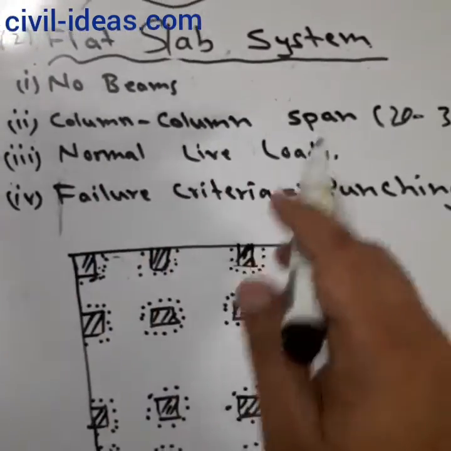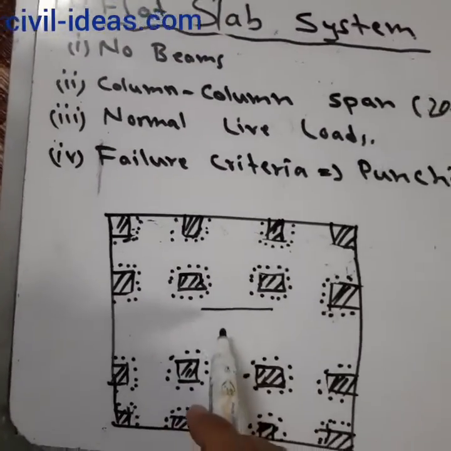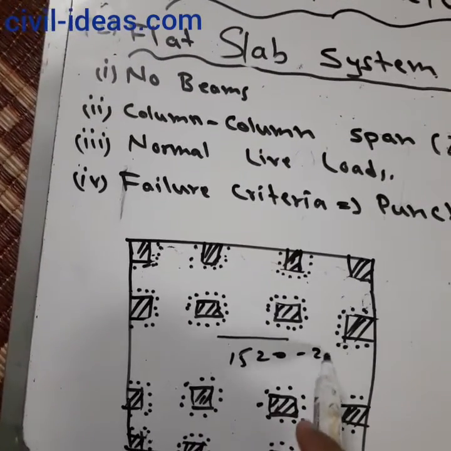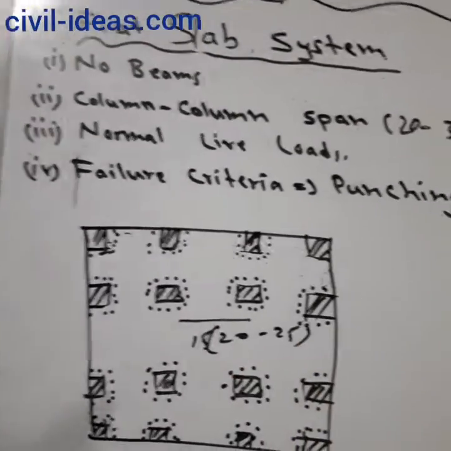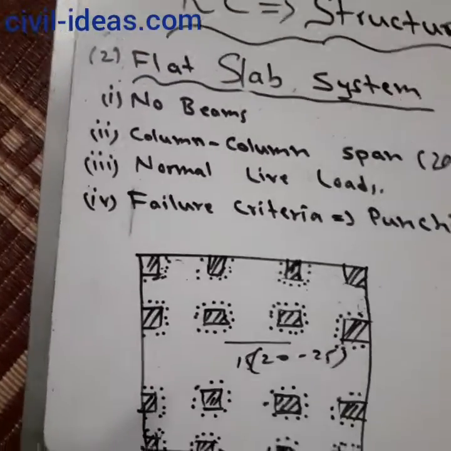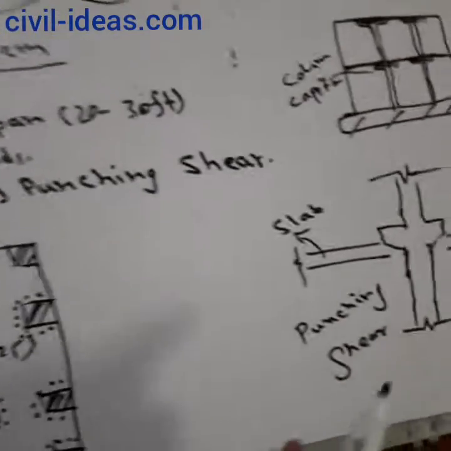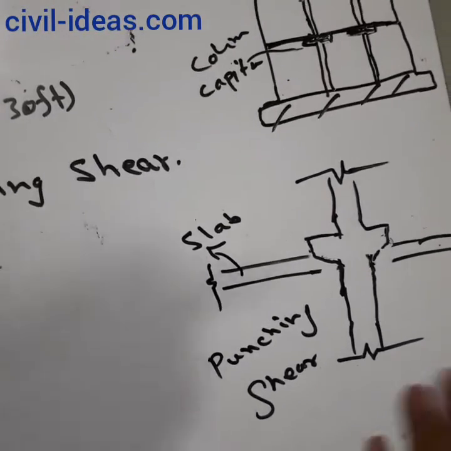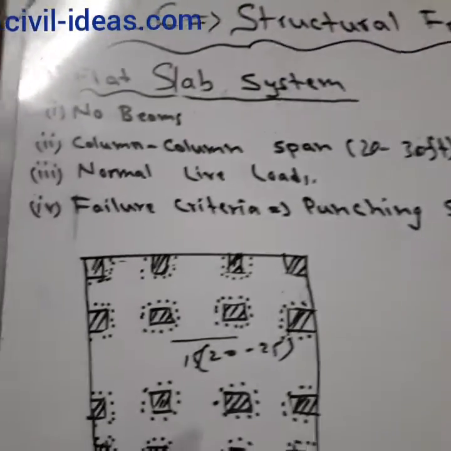Column to column span is normally 15 to 20 to 25 feet. This is the normal span, and it is designed for normal live loads, and the failure criterion is the same as the first slab, the flat plate: punching shear. So this slab fails due to punching shear. So this is the second type of slab.